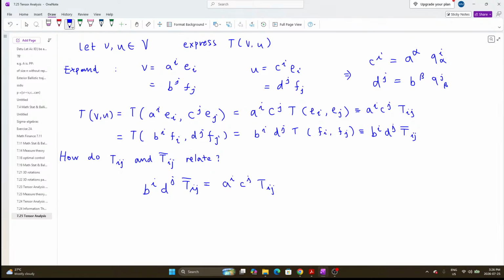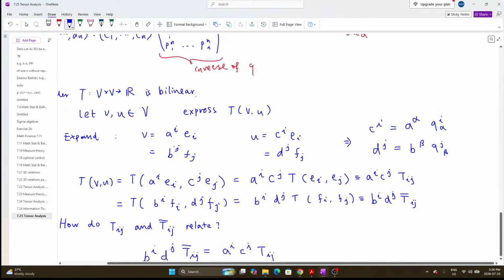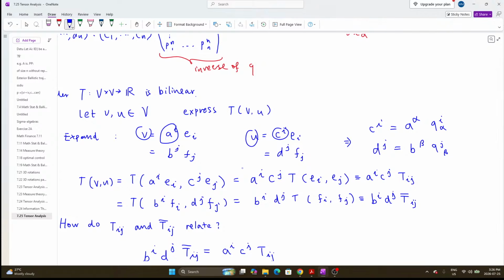Okay, so let's try for B. Still feels a little bit weird. Actually, this is nonsense. This is complete nonsense. Sorry, my bad. A and B should be related. A is the coordinate for V. C is the coordinate for U. They don't know each other. I was silly. So yeah, the coordinates BJ should be in terms of AJ.